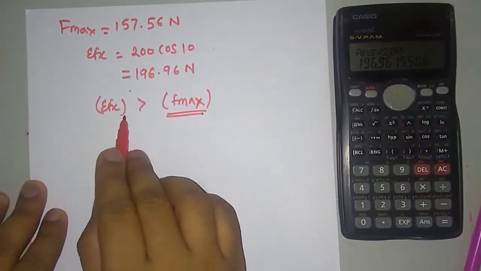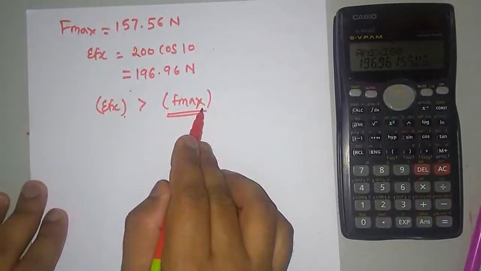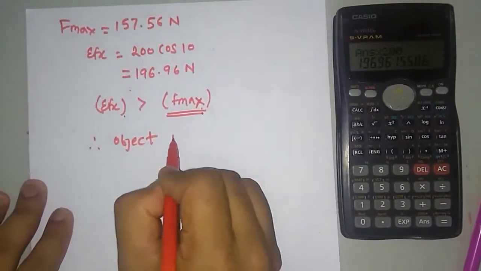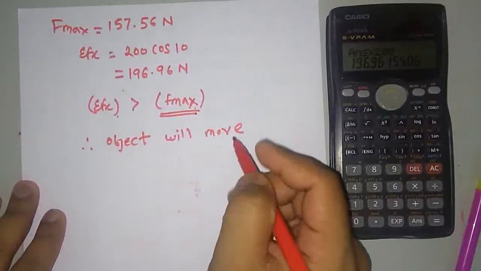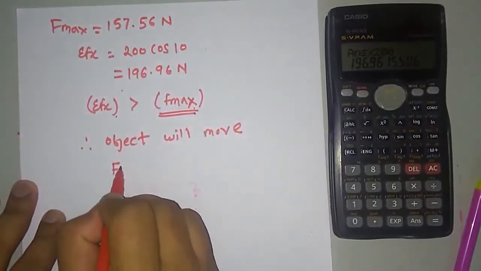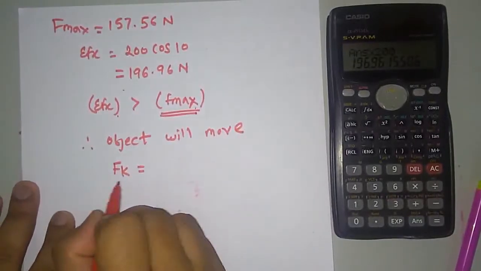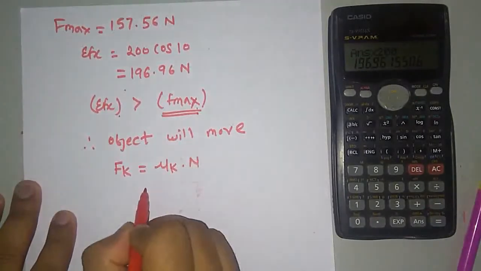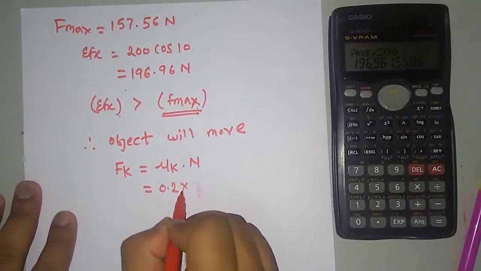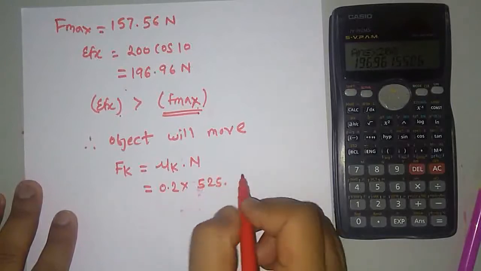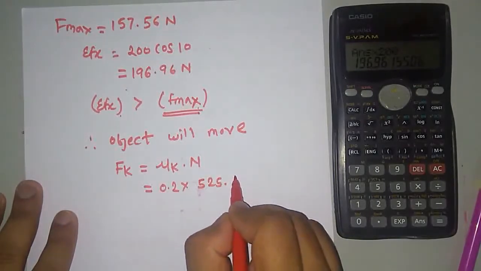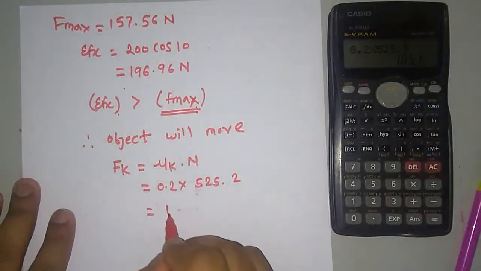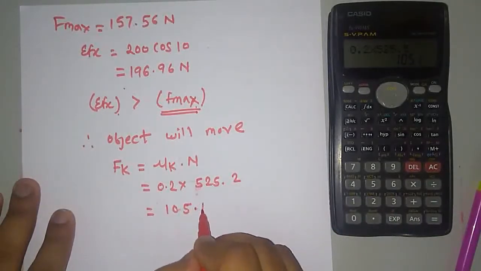When any force exceeds the limit of maximum frictional force, then the object will move. Now the object is moving, so we need to find the kinetic friction. What is the formula for kinetic friction? Kinetic friction Fk is equal to mu k into N, mu k value is given 0.2, into the normal reaction we found, 525.2. So 0.2 into 525.2, it is 105.1 Newton.